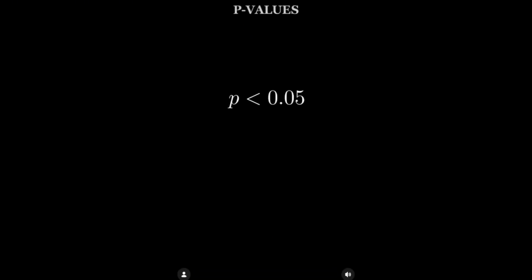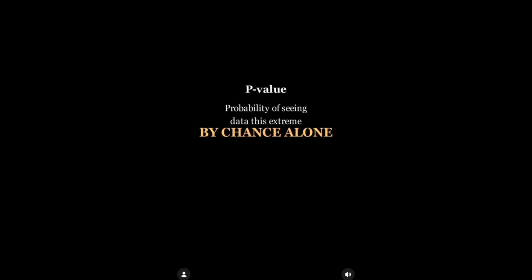Scientists say p less than 0.05 means significant. But what does that really mean? A p-value is the probability of seeing data this extreme by chance alone, assuming the null hypothesis is true.